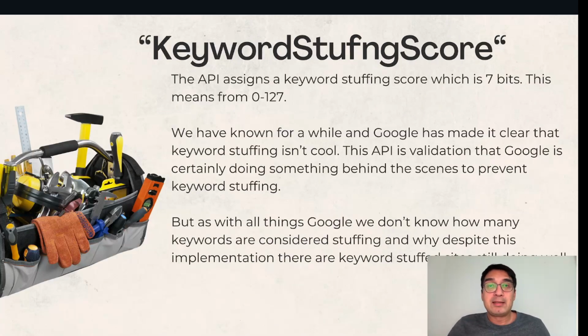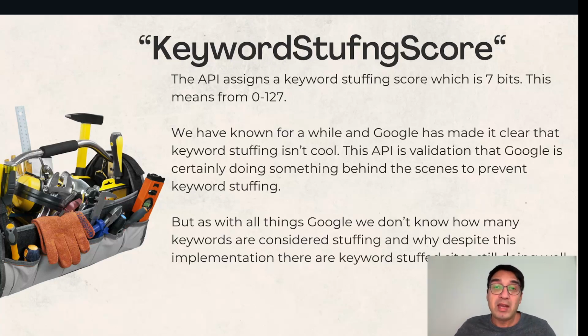The next thing is the keyword stuffing score. If you notice that stuffing is spelled incorrectly, that's the way it's spelled in the API, so I don't want people saying in the comments that I spelled this incorrectly. The API assigns a keyword stuffing score, which is a 7-bit score between 0 and 127. And you would see that this is a common pattern. Google is using the 7-bit score, and in another video I'll talk about why these 7 bits that Google uses are so important.